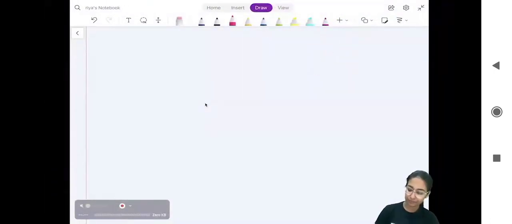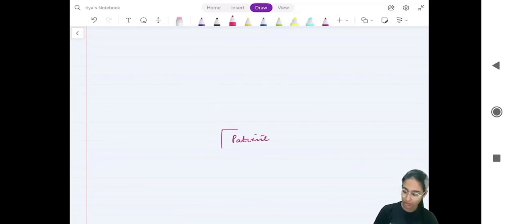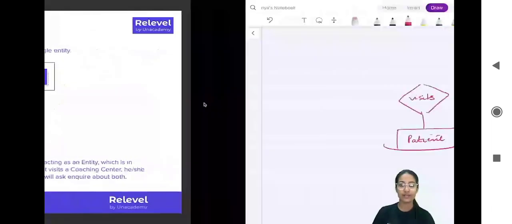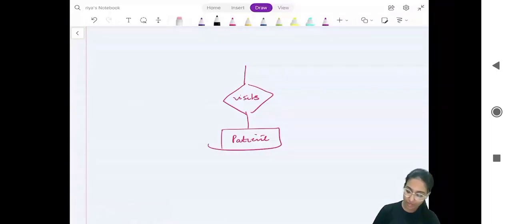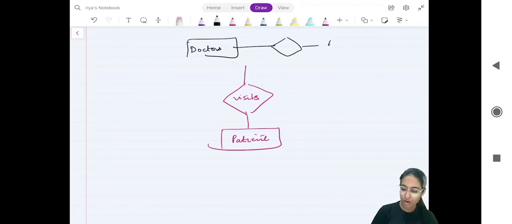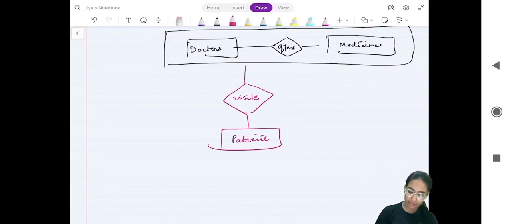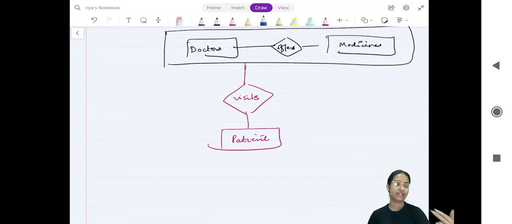A similar example could be, let's say, I am a patient. A patient visits the hospital, correct? Now, over here, when a patient goes to the hospital, he or she inquires about the doctors, and they inquire about the hospital facilities as well, right? Or, let's say, instead of that, medicines. So in this case, both of them can be treated as a single entity, because whenever you visit a doctor, you'll ask about the doctor as well as the medicines that you require.